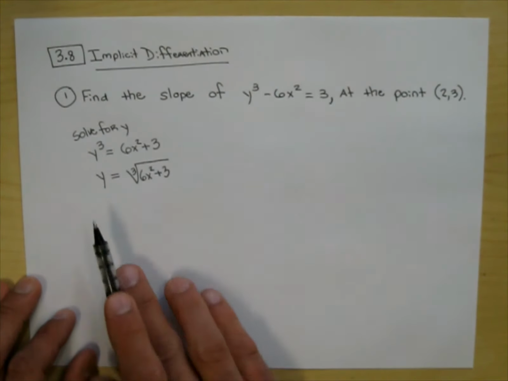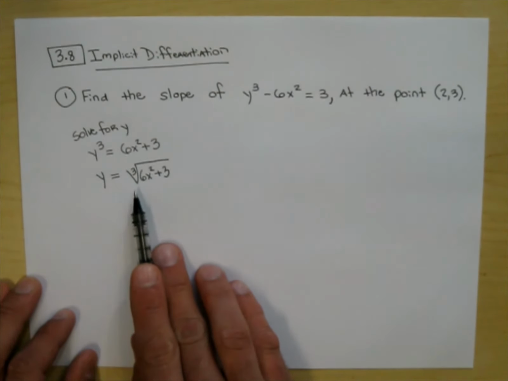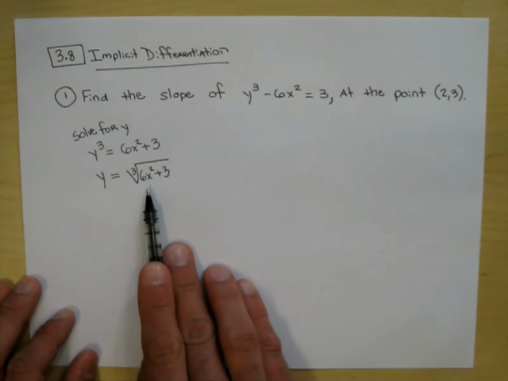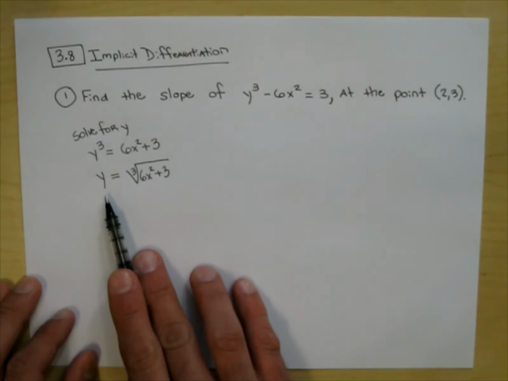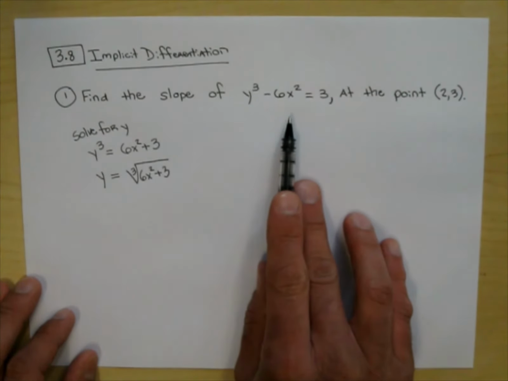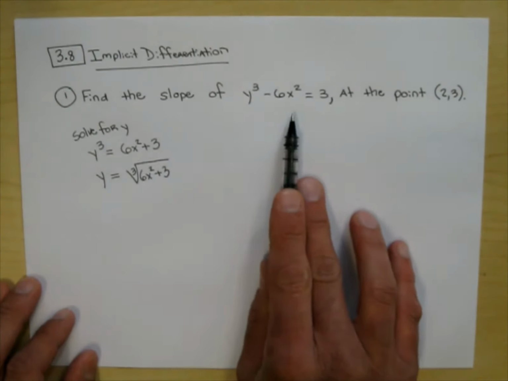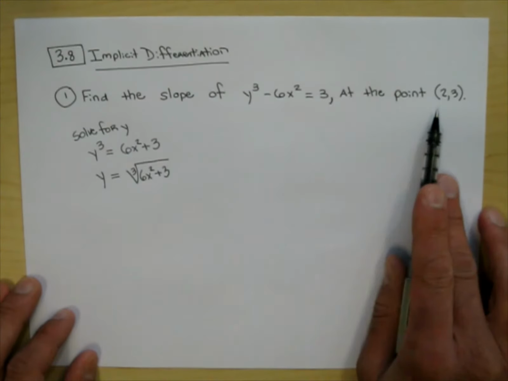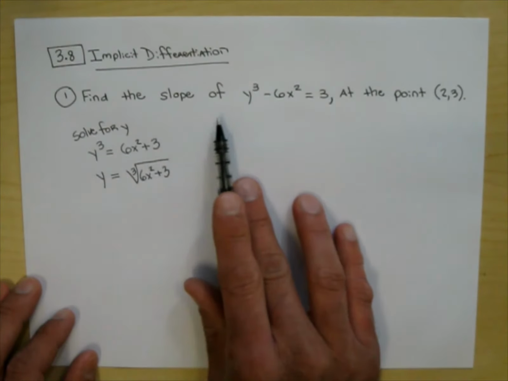Now, when you take the cube root on both sides, you do not have the plus or minus. That only happens when you take the square root or any even root. So we can solve for y, and this is a function. It's just kind of written in a funny way. And we're trying to find the slope of the tangent line at this point here. Now it doesn't say tangent line, but it's implied in here.